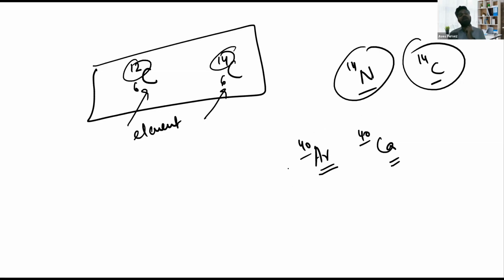Okay, and he added further that if the elements are different, they must have different chemical properties. Yes, it is correct. So about the mass he was not correct, but about the chemical properties he was correct. Different elements should have different chemical properties, and the same element should have the same chemical properties. But what he said, that different elements should have different mass and the same element should have the same mass, is not correct. The same element can have different mass, and different elements can also have the same mass.